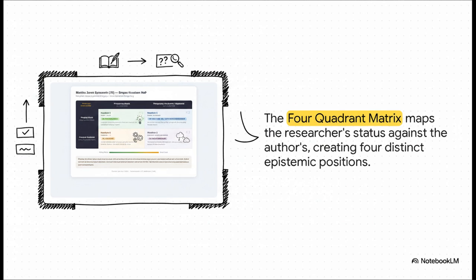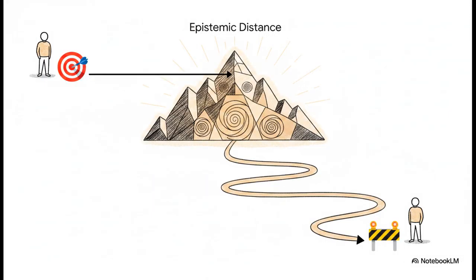And here it is, the Four Quadrant Matrix. It's a beautifully simple grid, really. You've got 2 axes. The vertical axis plots the status of the researcher. Do they have that parallel experience or not? And the horizontal axis plots the status of the author. And just like that, you get 4 very, very different epistemic positions. Okay, so what this really highlights is the difference in access to the material.